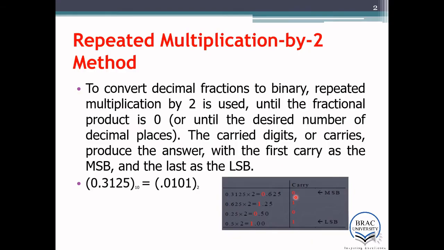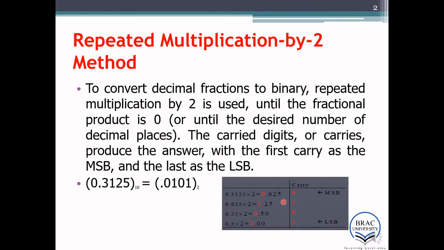Again take the 0.625 multiplied by 2, it becomes 1.25. Take the 1 as carry. Now take 0.25 multiplied by 2, it becomes 0.50. Again carry 0 here, so again 0.50 multiplied by 2 becomes 1.00. When you get 0 after the decimal point, like 1.0, then you stop multiplying. Otherwise you can keep going up to a certain point.